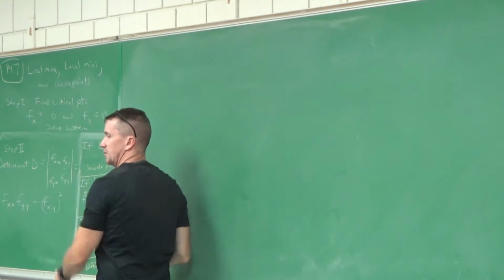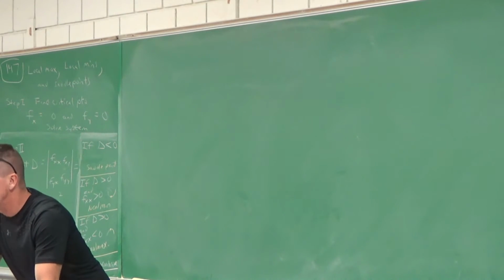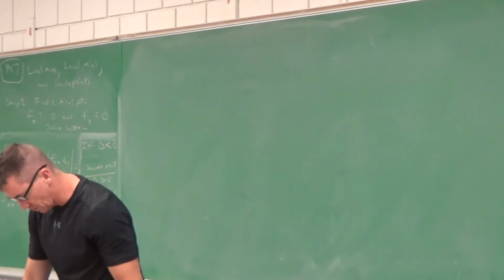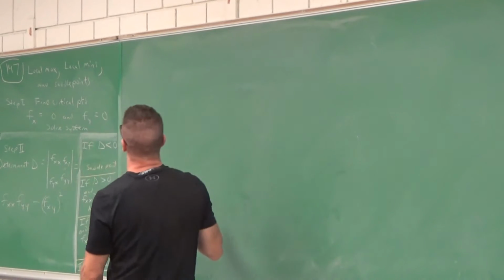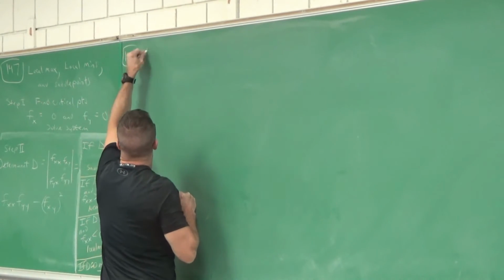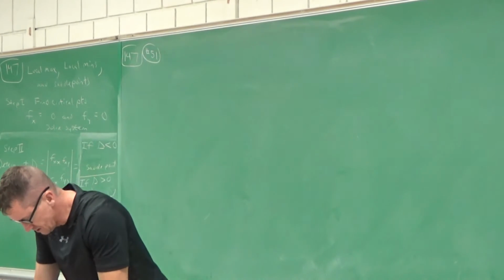These give locals, but if we only get one answer as our critical point, that could be the max or the min to a problem. So this is in section 14.7, and this is number 51. All right, so let me write this out on the board. This is what they write.